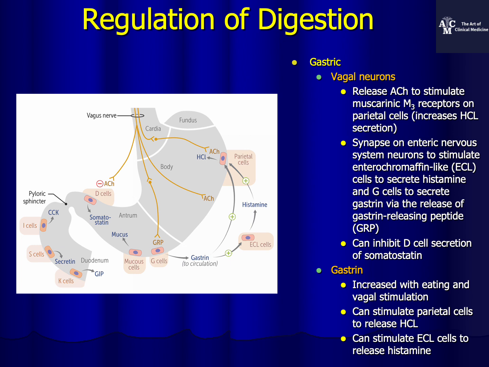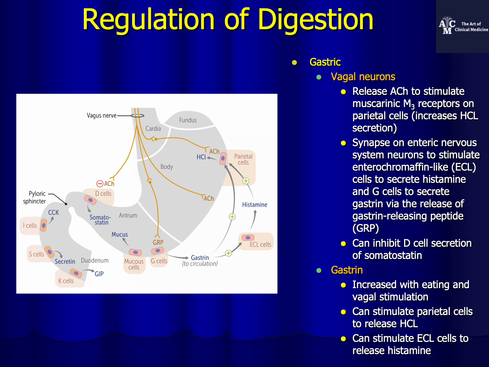Once you get to the stomach, where there are vagal neurons and gastrin that are involved here, there's a numerous series of steps that occur here. Acetylcholine is going to stimulate the muscarinic receptors in the parietal cells. This will increase acid secretion. They also synapse on the enteric nervous system to stimulate the ECL cells to secrete histamine and also GRP. So this can also inhibit somatostatin release.